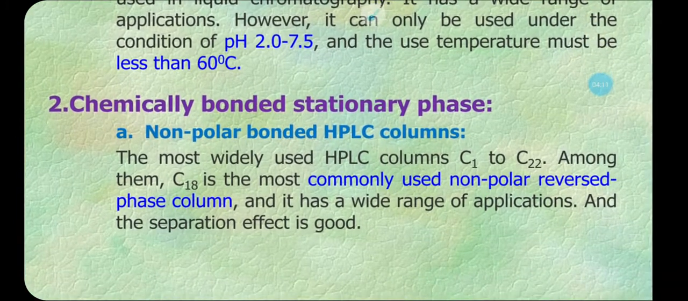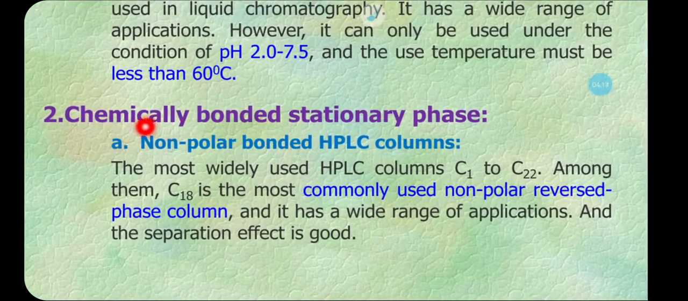For that, the second column is the chemically bonded stationary phase. In this chemically bonded stationary phase, again there are two types, that is the non-polar bonded HPLC column and the polar bonded HPLC column. So let us see the non-polar bonded HPLC column first. The most widely used HPLC columns contain C1 to C22. This is organic material. Among them, the C18 column is the most commonly used non-polar reverse phase column. It has very good properties, good separation efficiency, a wide range of application and a very good separation effect.